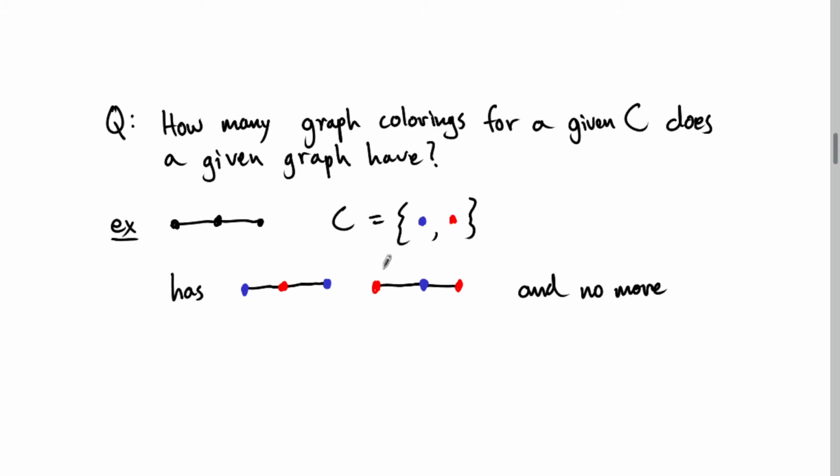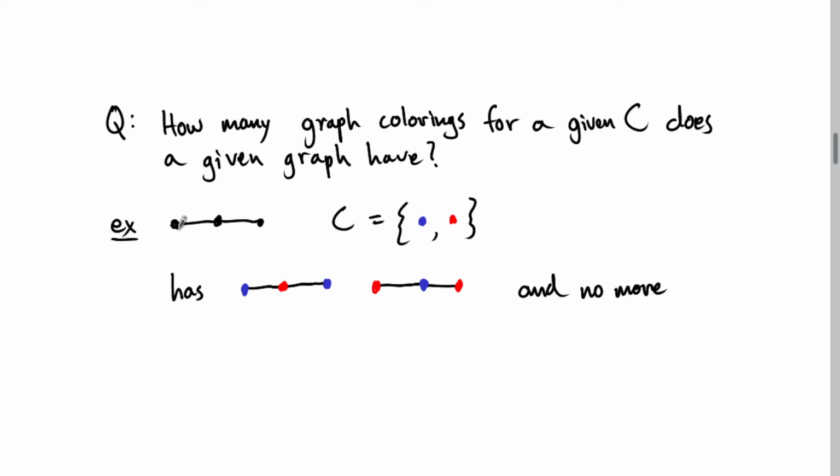And so one really basic question: does a graph have a coloring at all? And then the next question is, how many does it have? And so we're going to give a way to calculate that in a pretty straightforward way using the inclusion-exclusion principle. So our formal question: how many graph colorings for a given color set C does a given graph have?